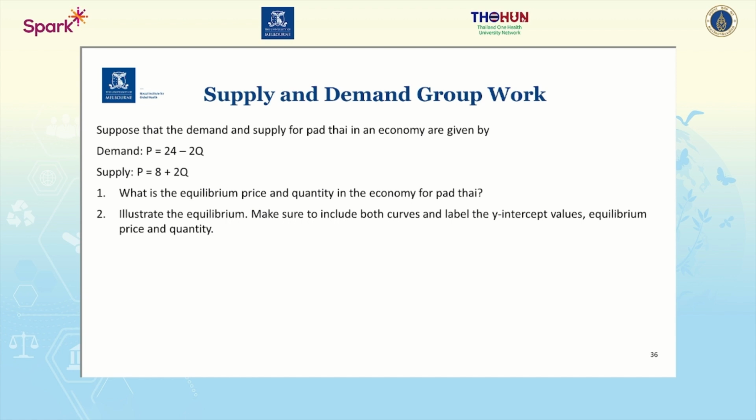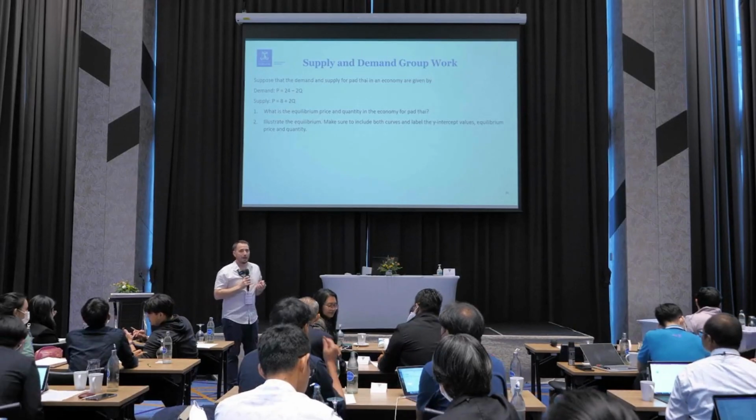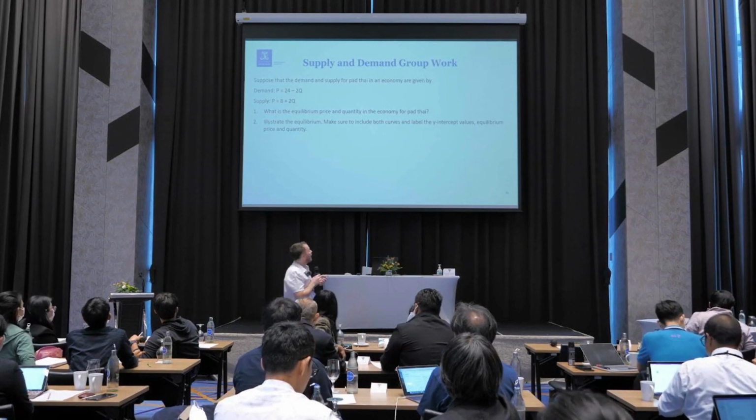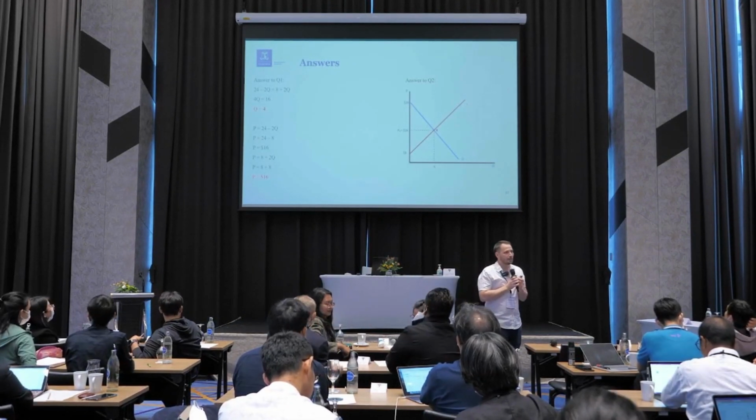Q is a function of price now. So we did price as a function of quantity. Now we need to rearrange, using algebra. P equals 24 minus 2Q. I think we need to move on in the interest of time. Does that look about right?